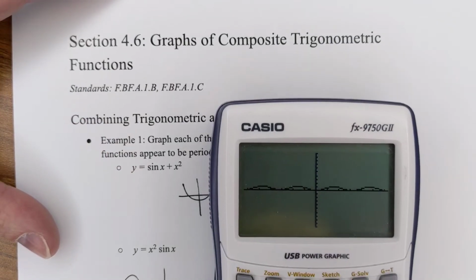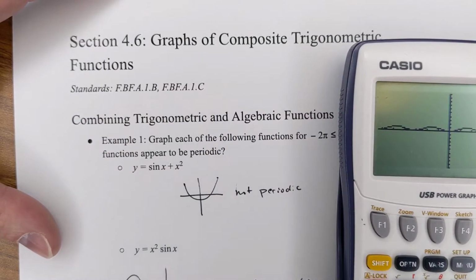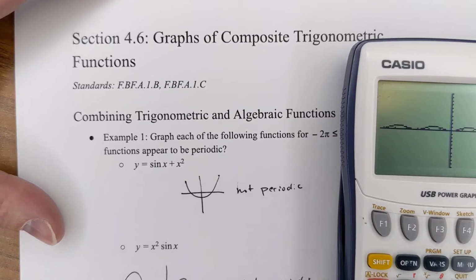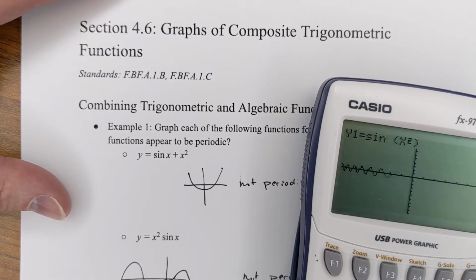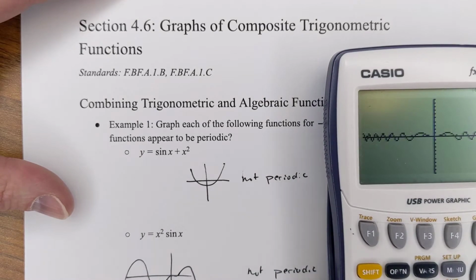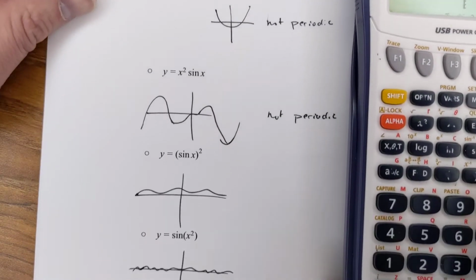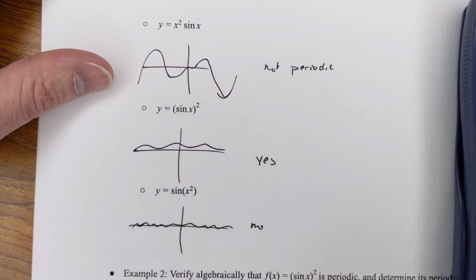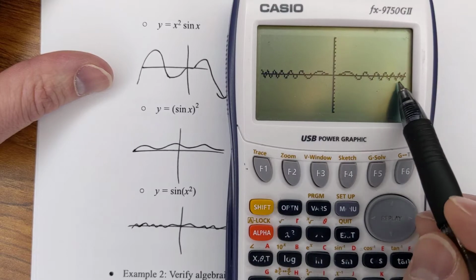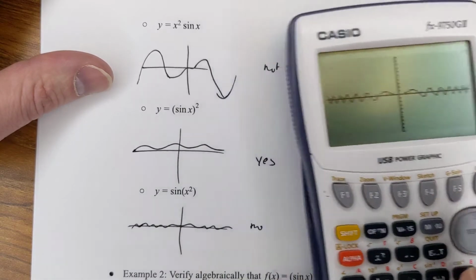All right, let's try sine of x squared. Hey, that one's periodic. Nice little wavy line. And the sine of x squared is slightly different, not the same thing. So this one does give me nice squiggles, but it's not periodic because the squiggles are very narrow out here at the end and very wide in the center.